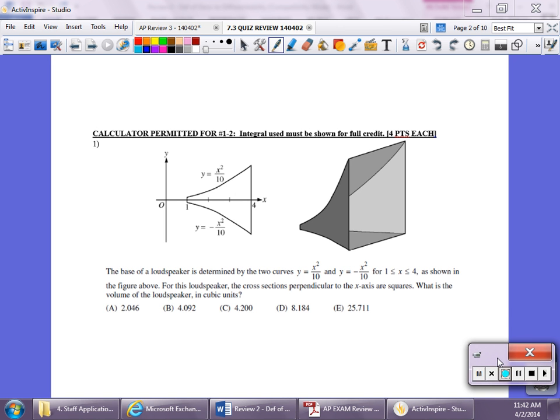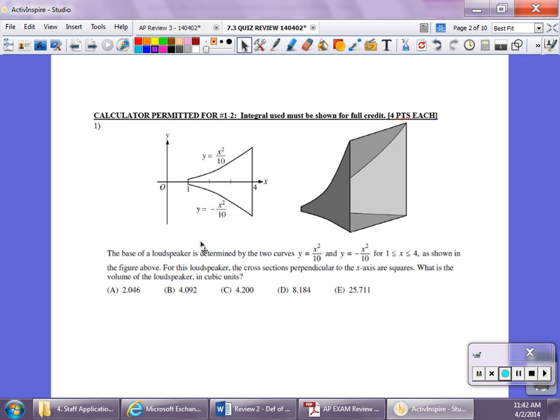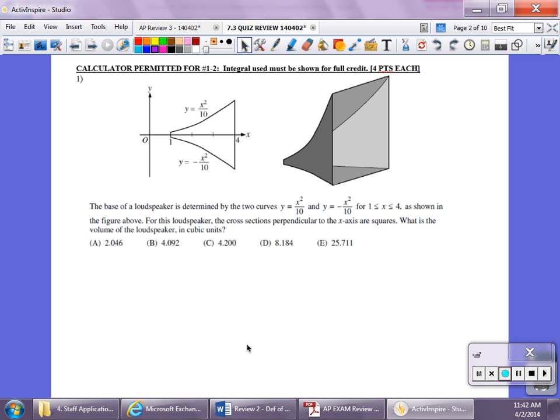All right, so let's look at the first one. So this one should have been extremely easy. They gave you the figure, they labeled the curves, and then they told you they wanted it to be perpendicular to the x-axis and they wanted it to be square.